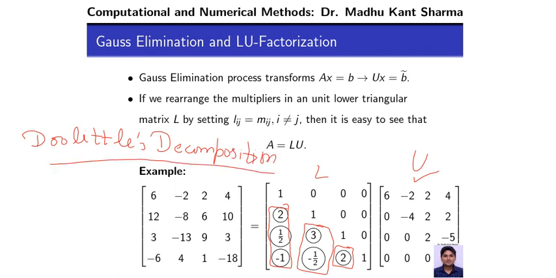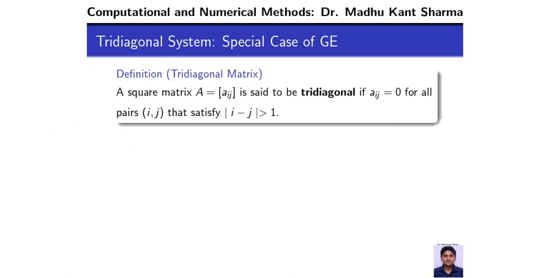Okay, right. So you can refer to that previous lecture where we discussed the multipliers, and then just match with it. Okay, so another special system is a tri-diagonal system. That's again a special case of the Gauss elimination process.